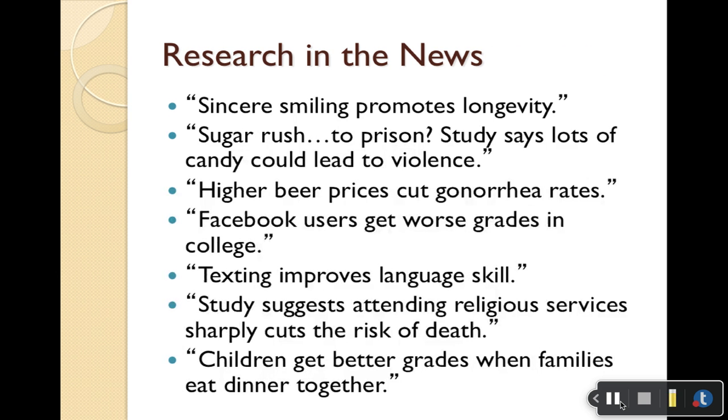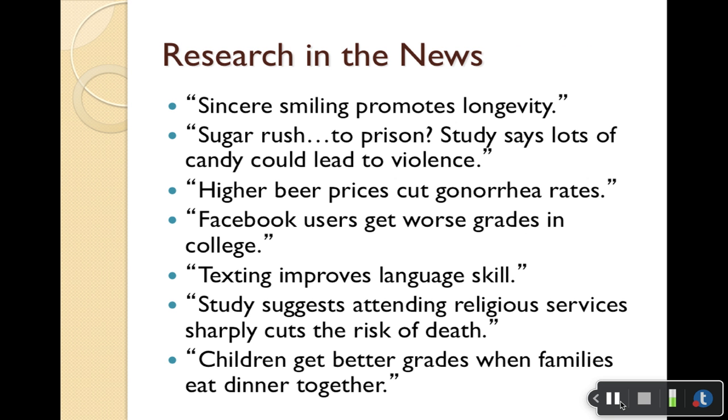So if we click back a couple in the slides here, I encourage you to think about what other variables might be causing the phenomenons that we're interested in here. So for example, the very last bullet, children get better grades when families eat dinner together. It's probably not so simple as just sitting down and eating dinner. You could imagine that families who eat dinner together maybe do other things together, like make their kids do homework.